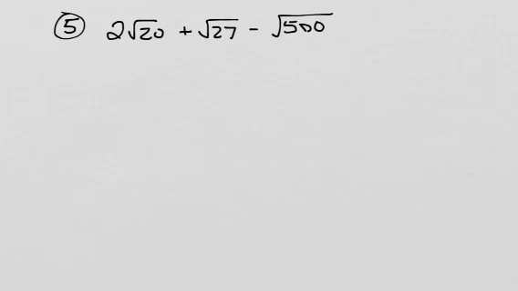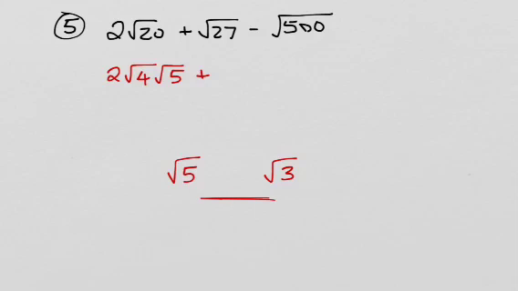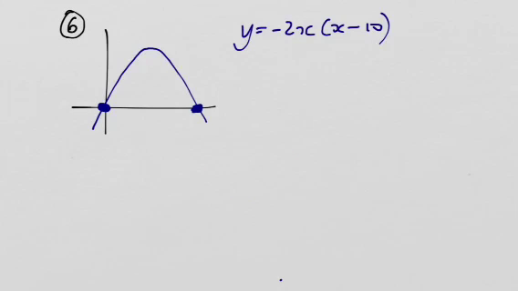Question 5, well I've done a couple of these now recently. So that's 2 times root 20 is going to be root 4 times root 5 plus and so on. Now when you get to your answer in this one, you're going to have so many root 5s and you're going to have so many root 3s. Do not try and combine them. That is your answer. So many of these and so many of these.